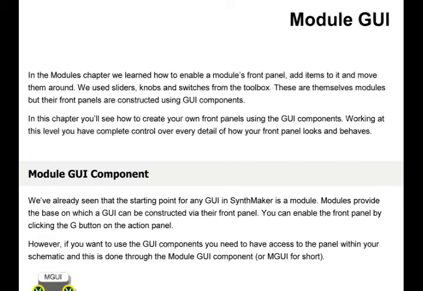Module GUI. In the Modules chapter we learned how to enable a module's front panel, add items to it and move them around. We use sliders, knobs and switches from the toolbox. These are themselves modules, but their front panels are constructed using GUI components. In this chapter you will see how to create your own front panels using the GUI components. Working at this level you have complete control over every detail of how your front panel looks and behaves.